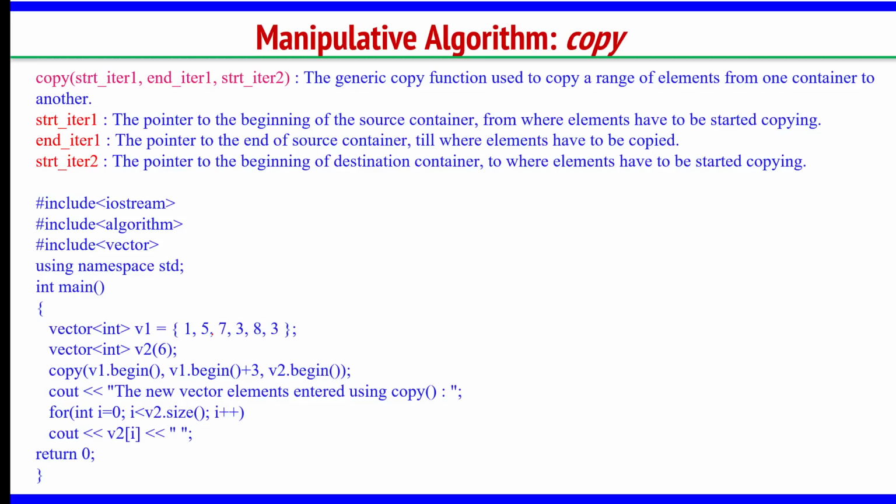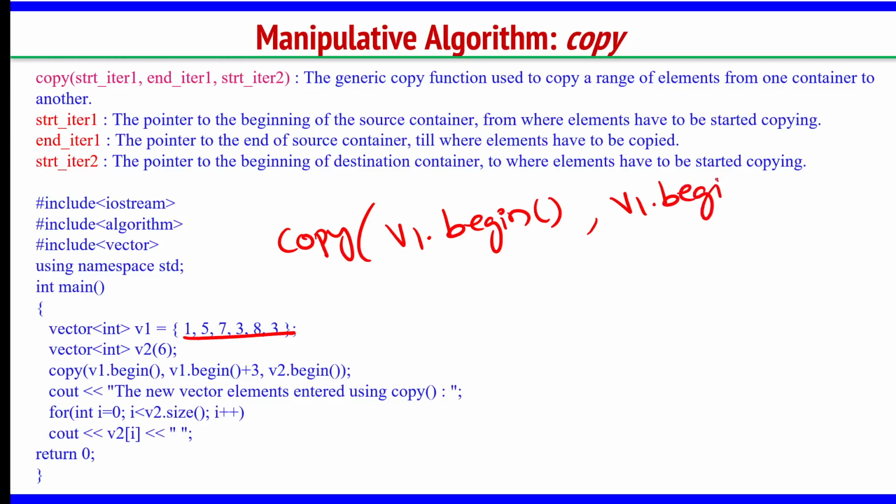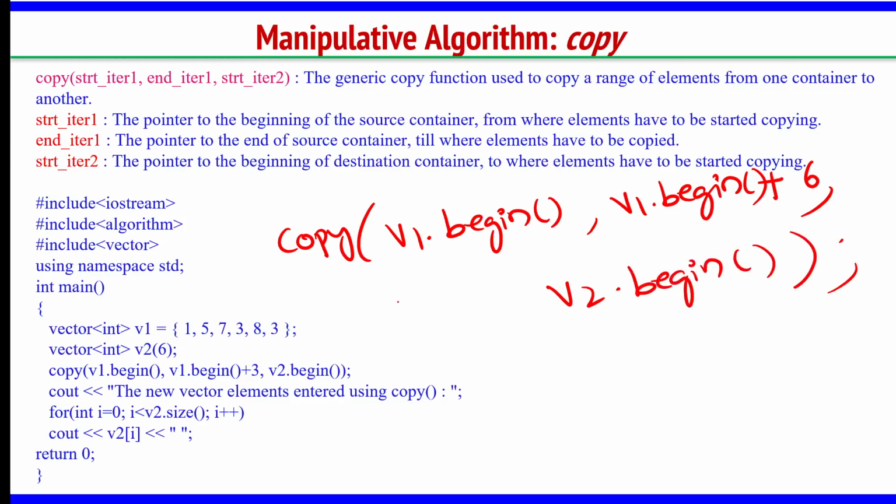It copies the content. Suppose you want to copy all the elements of V1 into V2. What should I write here? I should write copy V1 dot begin, comma V1 dot begin plus 6, because I want to copy all 6 elements. Then V2 dot begin. That is it. This will copy all those 6 elements from V1 into V2, right. Very powerful and useful algorithm, copy.